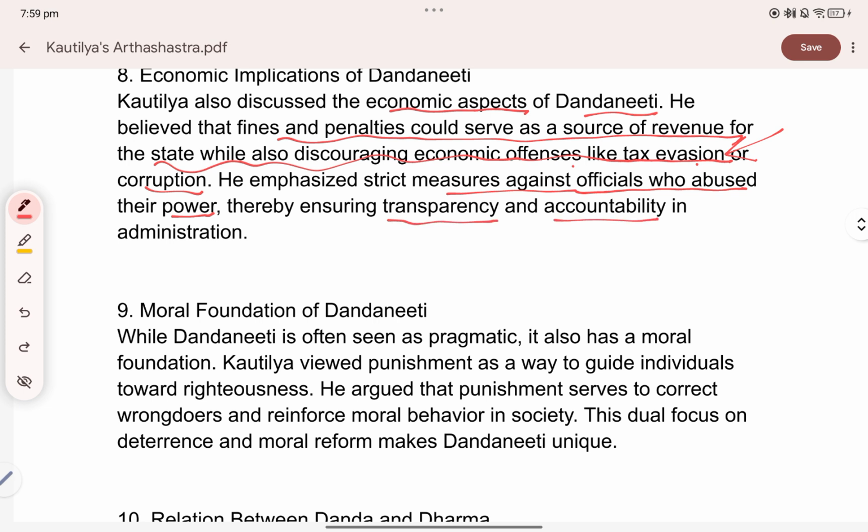Right? Moral foundation of Dandaniti. While Dandaniti is often seen as pragmatic, practical, it also has a moral foundation.